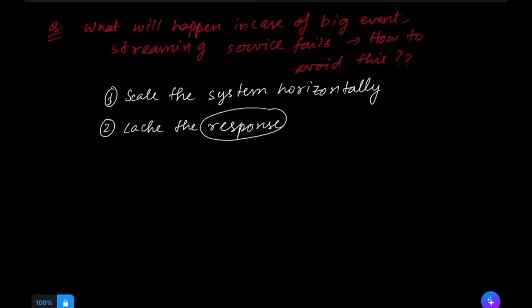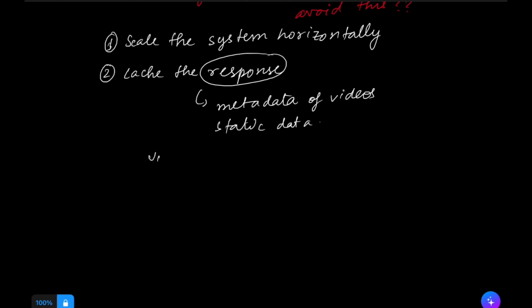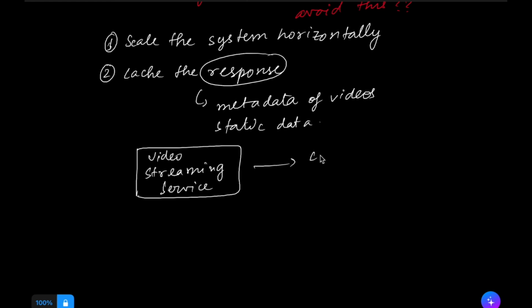So what do we mean by response? It's the metadata of videos. We can also cache static data. So we have the video streaming service. It serves requests from the cache, thereby having a low latency and high availability and fastening the process.